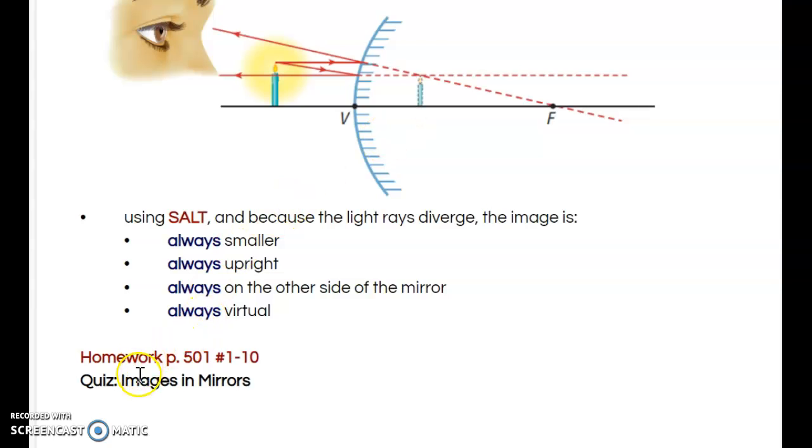Take a look at page 500 and do questions on page 501, numbers 1 to 10. This goes over both concave and convex mirrors. We also have a quiz coming up on images and mirrors as well. If you have any questions, let me know.